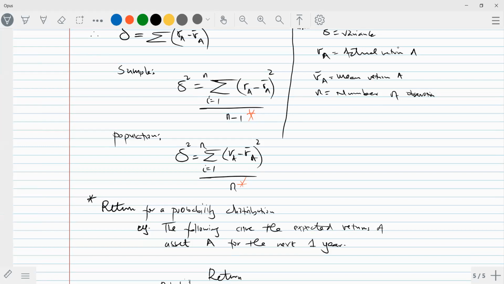Generally, conventionally, we do assume that in finance, the data set you're going to be analyzing is from a sample. Unless otherwise you've been told that this set of data is a population, always assume that it is a sample. That's conventionally how we assume things. I think you can put that as a note.